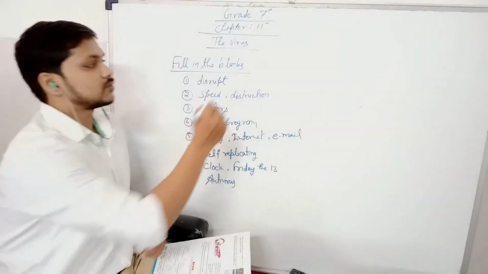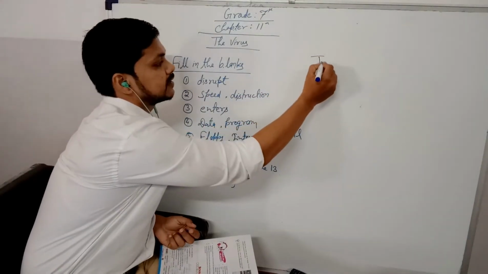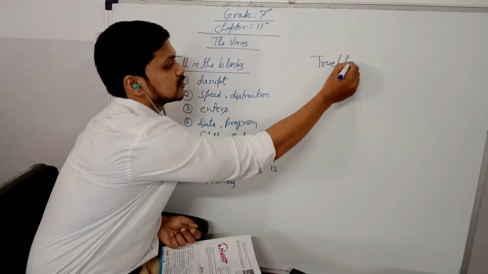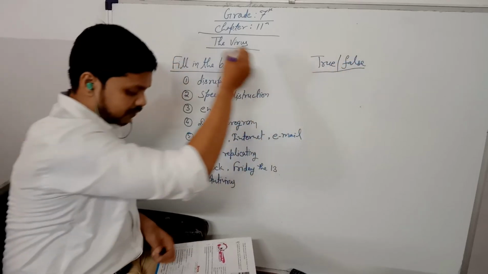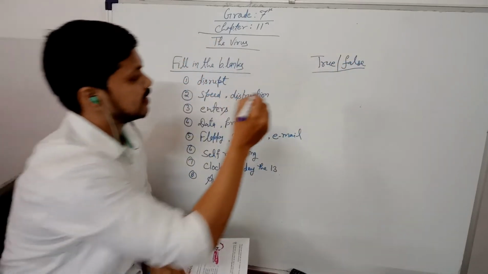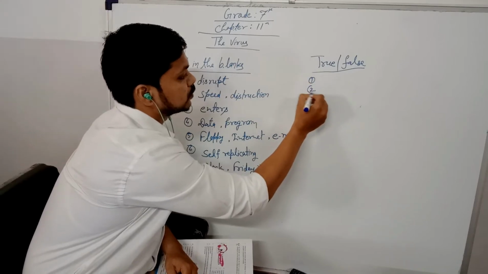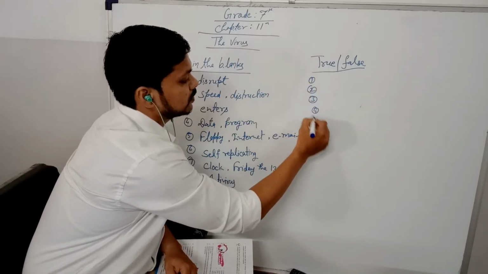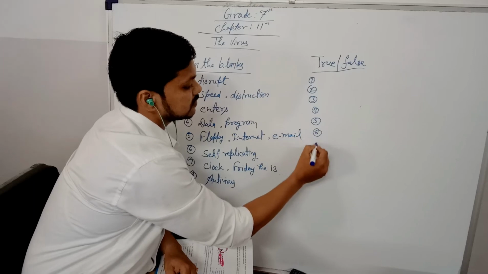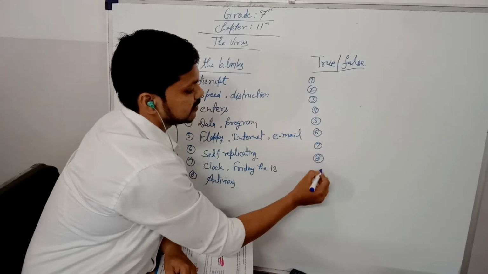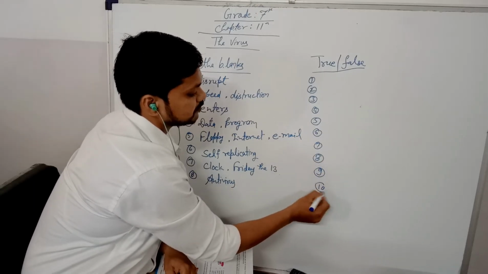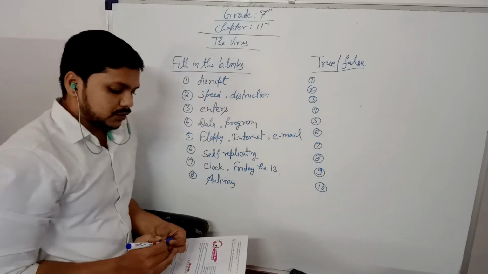Now we are coming to the true and false of this chapter. So I am writing here true and false. How many true false are here? Total number of 10 are here: 1, 2, 3, 4, 5, 6, 7, 8, 9, 10. So I am going to read the first one.